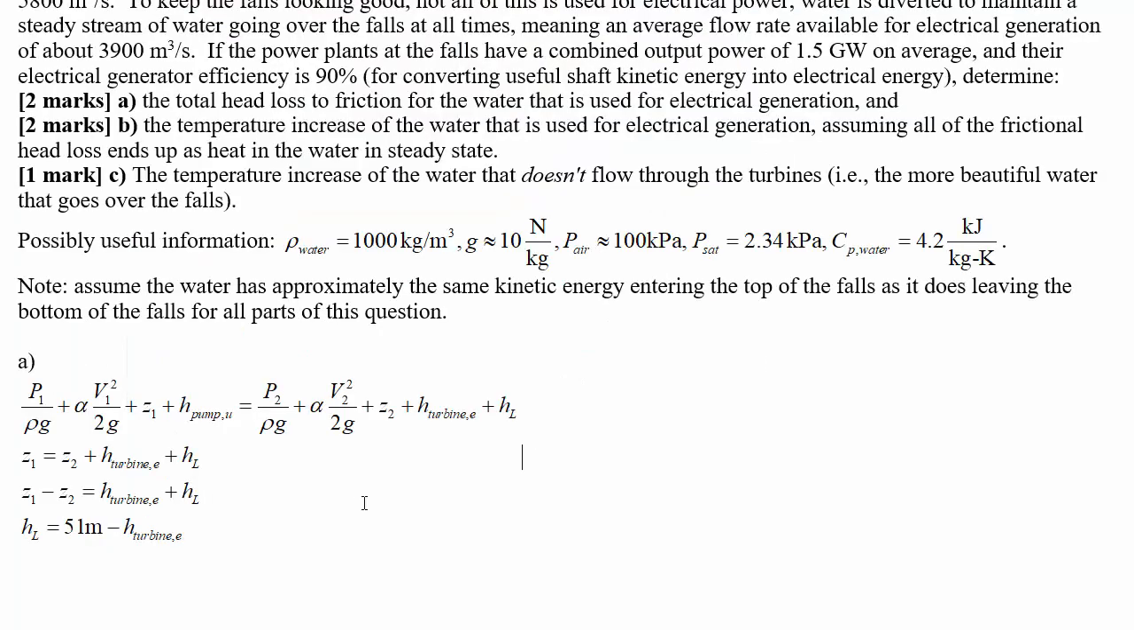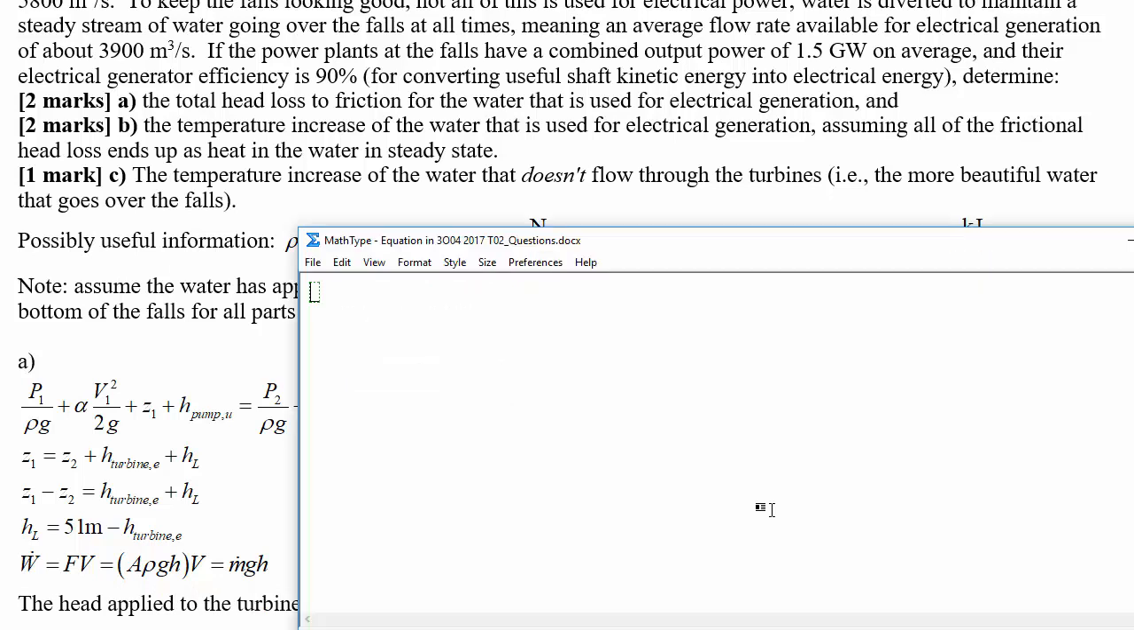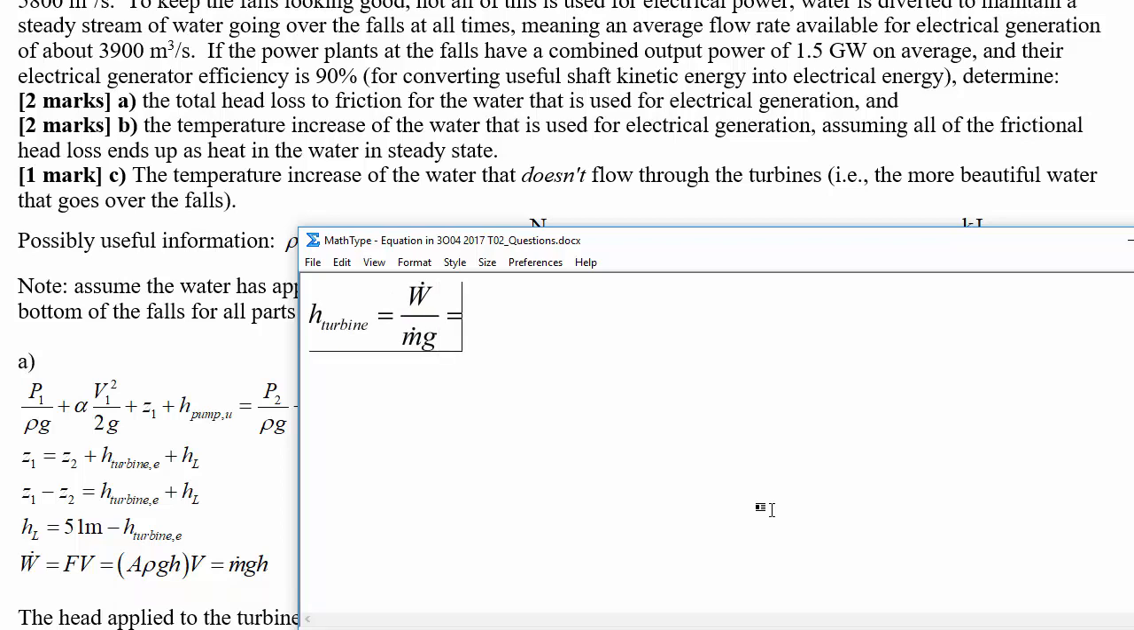Okay, so what we can say is that the head applied to the turbine is then H turbine, which is equal to the useful work divided by m dot g, and let's see what we have there.